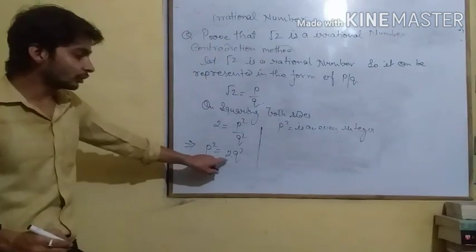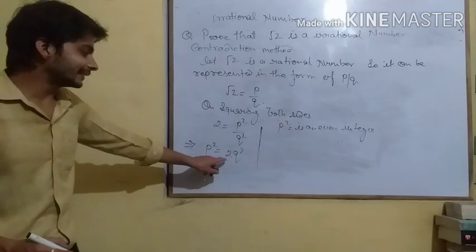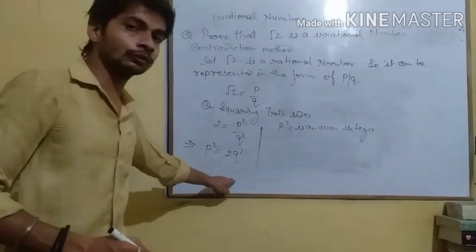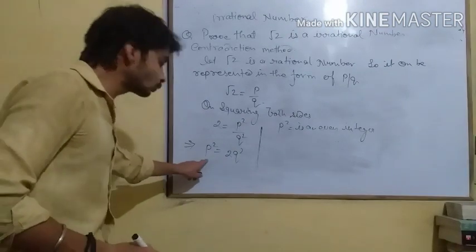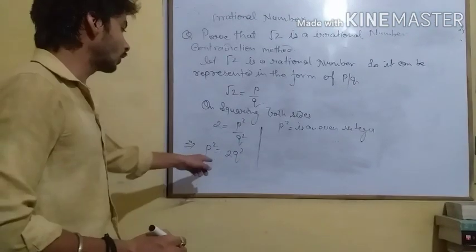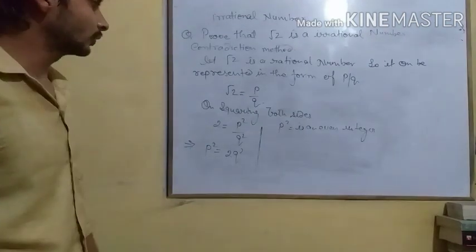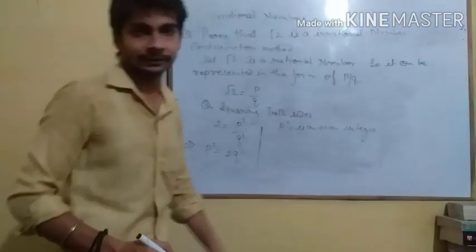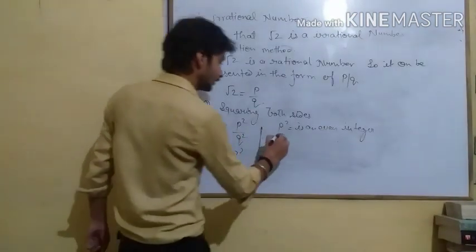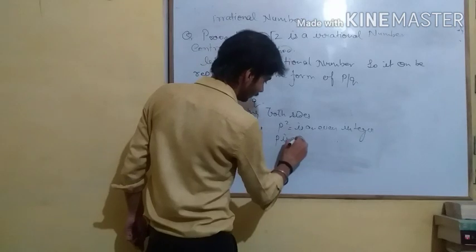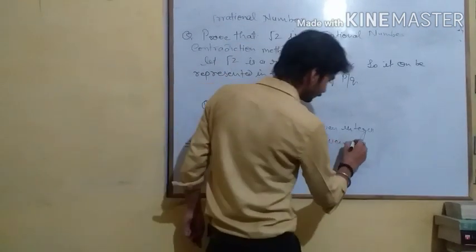Here the p square is equal to the 2q square, where the q square is a multiple of 2. It means the p square is also an even number just because of the 2q square, because the q square is multiplied by 2. So we can say the p square is an even integer. If the p square is an even integer, then p is also an even integer.